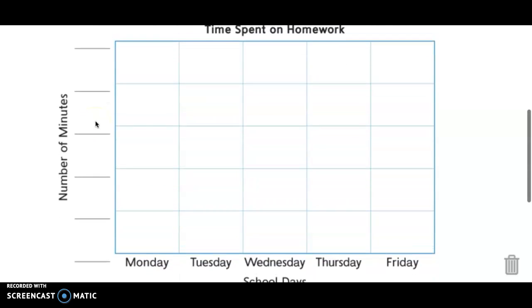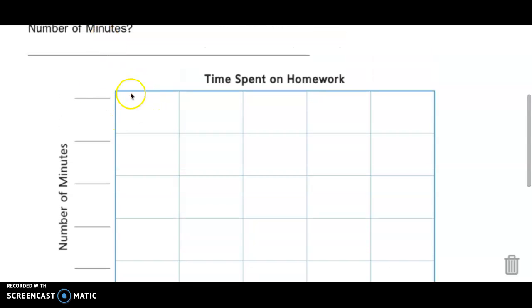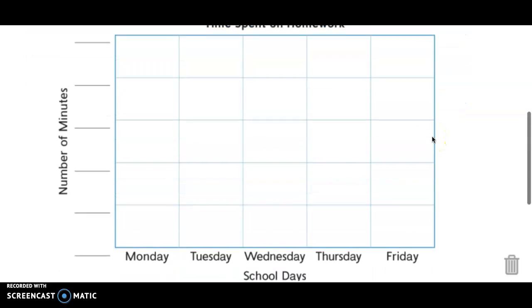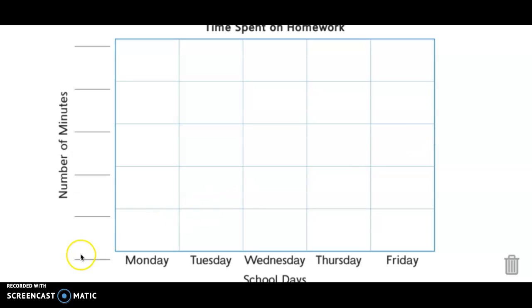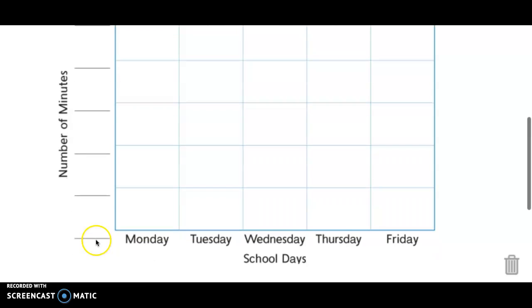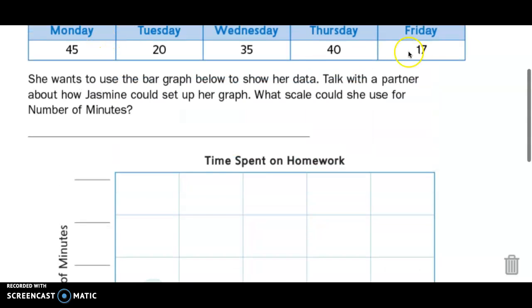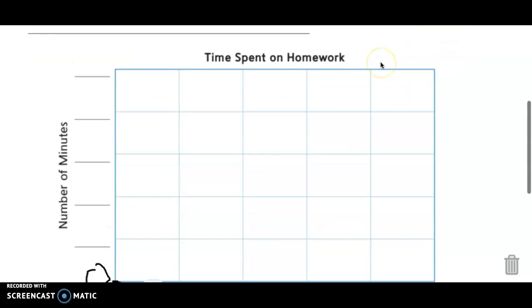Well, can I count up by ones? 1, 2, 3, 4, 5, 6. My scale would only go to 6. That's not even enough to get our smallest number on the graph. Let's try 2s maybe. 2, 4, 6, 8, 10, 12. And actually, we're going to have to start with 0 here because this 0 is pointing to this bottom line. So 2, 4, 6, 8, 10. Still not even enough to reach 17.